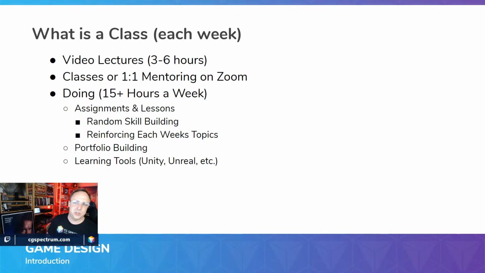We have some assignments to teach you a little bit of board game, a little bit of card game design, and some other types of stuff. We don't go deep into that, but we do have some one-offs there that are just great skill building to have. And then some of them reinforce what you're learning that week too. But in the end, it all comes back to building your portfolio and building that stuff that's going to get you a job. And that's where we tend to focus.